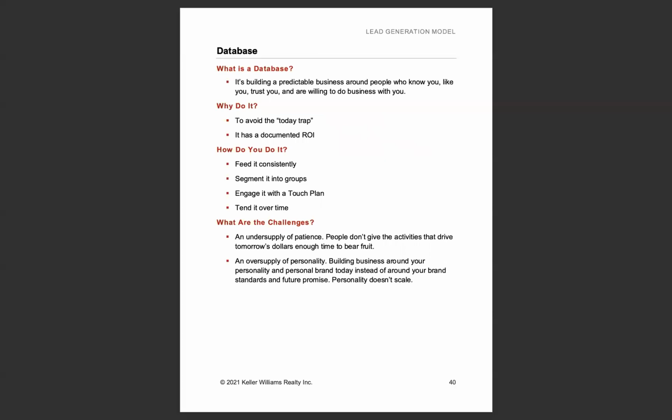And here's the advice that I would give new agents coming in the industry. The number one group that you want to focus on are people who know you, like you, and trust you. The one thing that we don't know is if they're willing to do business with you. People are going to know you, like you, trust you, and even love you because they are family. And you're going to see success your first year because they're willing to do business with you.